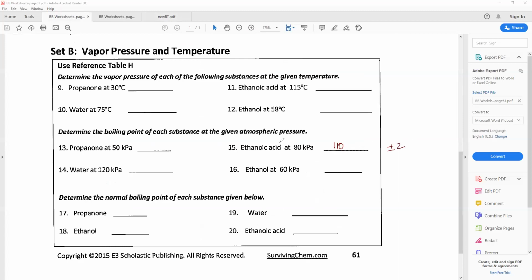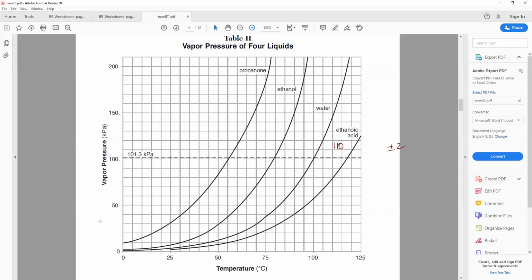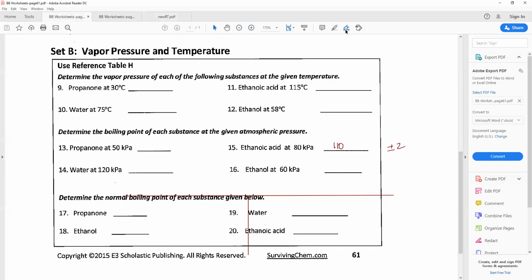Ethanol at 60 kPa. Let's go find 60 over here. Let's find ethanol. Ethanol is over here. I'm going to follow this graph right here. Ethanol is approximately over here. It goes up by 5: 55, 60, 65. So I'm going to say approximately 66. So 66 over here.